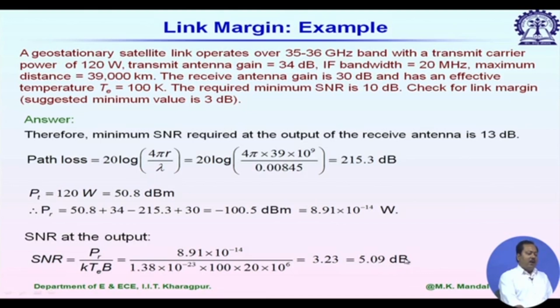What was the required SNR? 13 dB, and what we are getting here is 5.09 dB. So, the receiver can't sense this incoming signal. Then what is the solution? At least this SNR we have to improve to 13 dB.